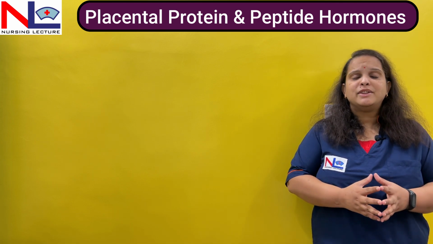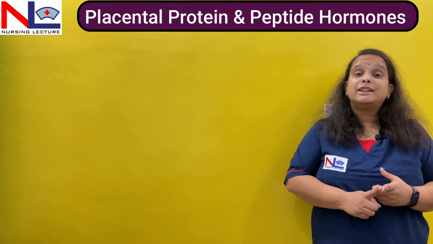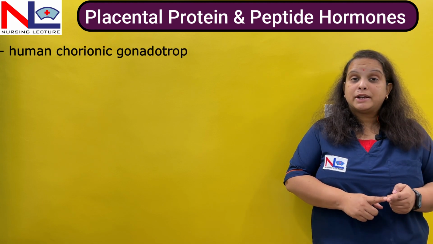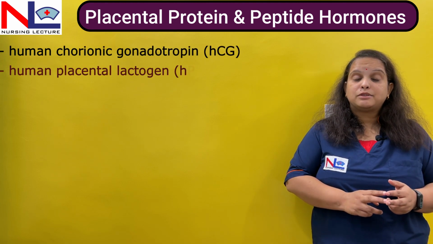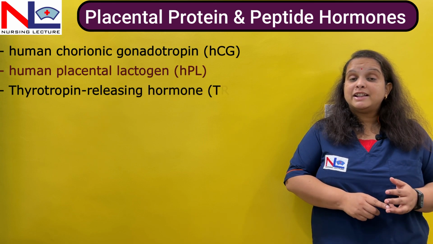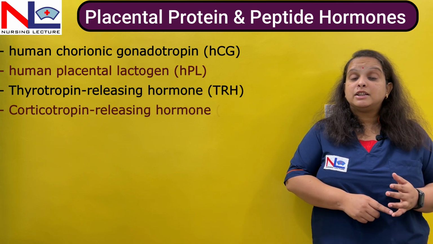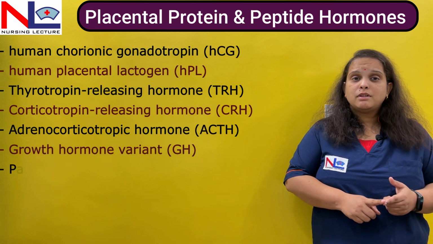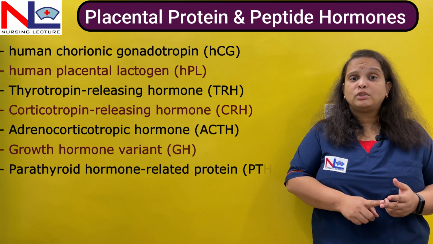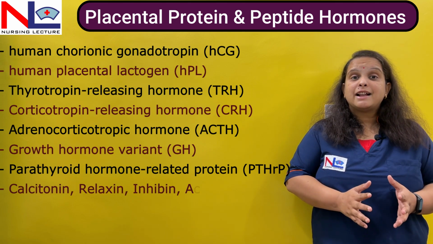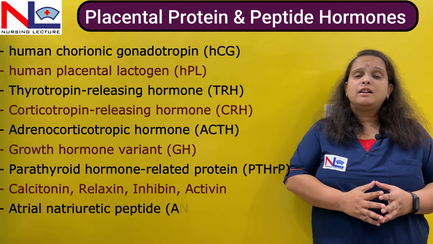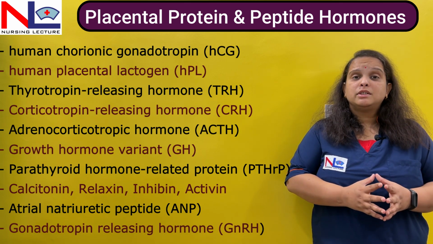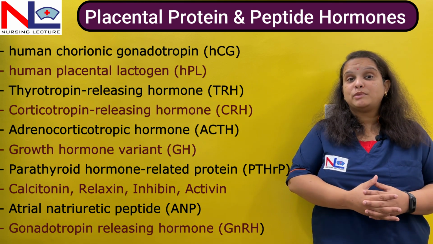Some of them I will mention here. The hormones released from the placenta are human chorionic gonadotropin, human placental lactogen hormone, thyrotropin-releasing hormone, corticotropin-releasing hormone, adrenocorticotropic hormone, growth hormone-releasing hormone, parathyroid hormone-related protein, calcitonin, relaxin, inhibin, activin, and atrial natriuretic peptide. These are some of the protein hormones that are synthesized from the placenta.